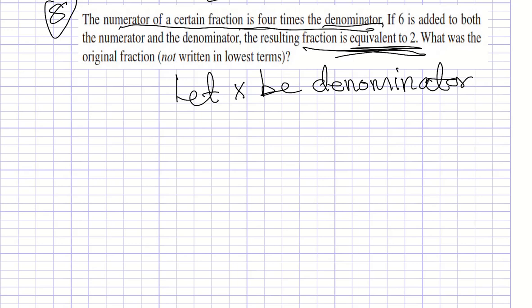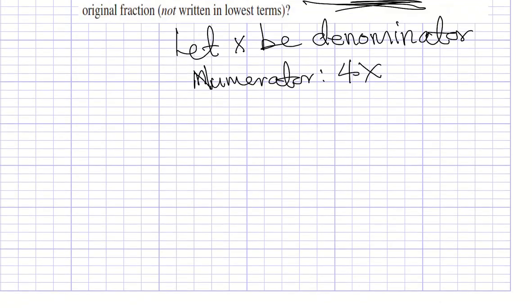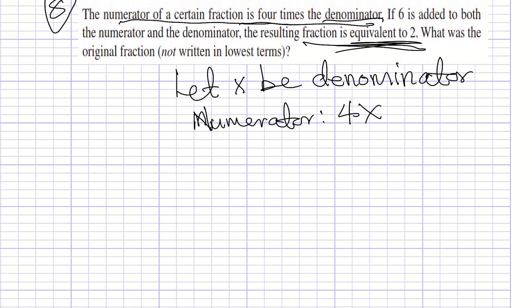4 times the denominator. So numerator, okay? Then numerator is 4x, okay? That's all that is saying. If 6 is added to both numerator and denominator, the result fraction is equivalent to 2. Okay, 6, well, we got x, well, I'm sorry. You gotta do it right. That's the denominator, man. Denominator. So this 4x is numerator and this is the denominator.